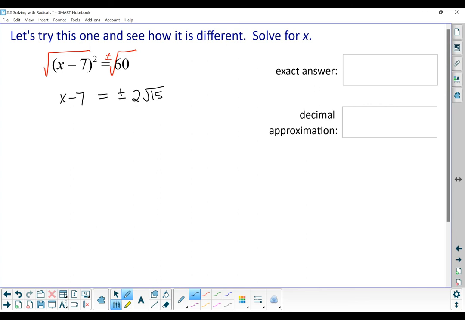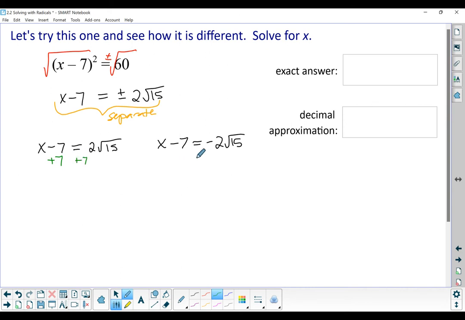Now our goal is to solve for x, and what I've had you doing in the past on an equation like this is separating it. So I want to talk about what happens when we separate it. So I have x minus 7 equals positive 2 root 15, and I have x minus 7 is equal to negative 2 root 15. Well, to get the x alone, or to solve for x, I need to add 7 to both sides of this equation in both cases.